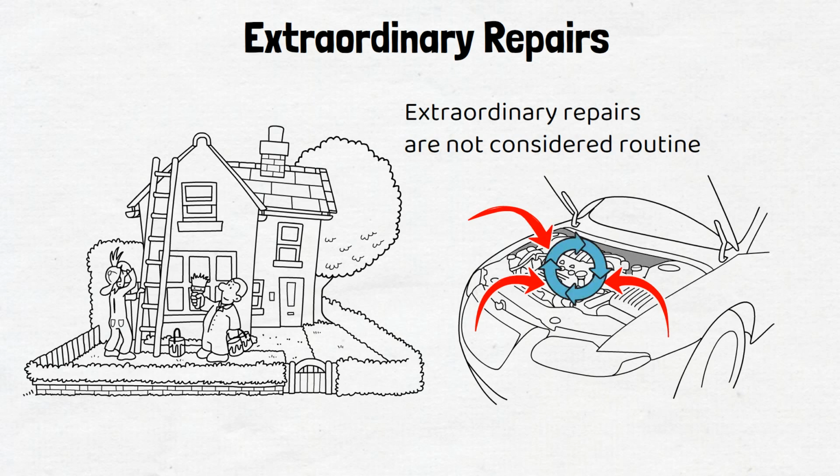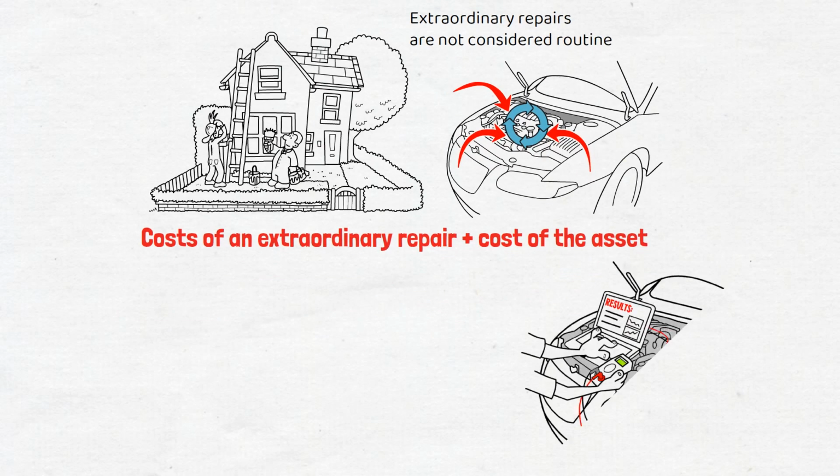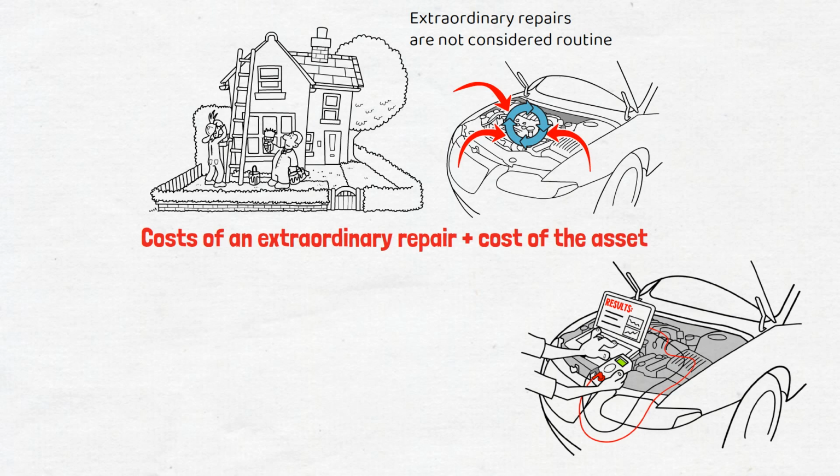The costs of an extraordinary repair are capitalized, which means that they are added to the cost of the asset and depreciated over the remaining useful life of the asset. This differs from the treatment of ordinary repairs, which are expensed in the period they are incurred.